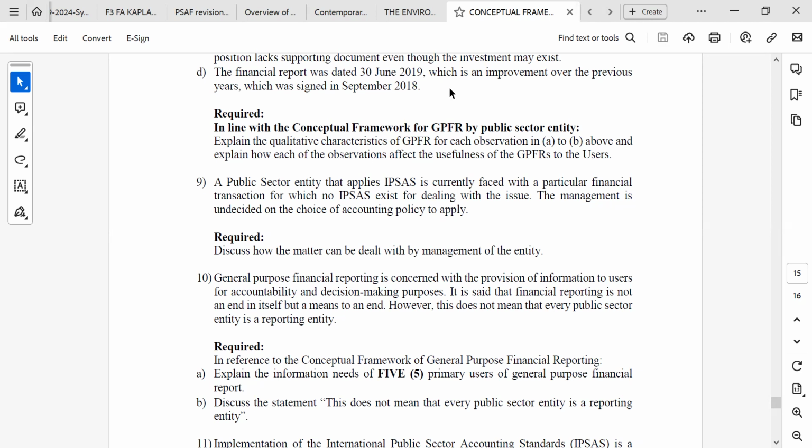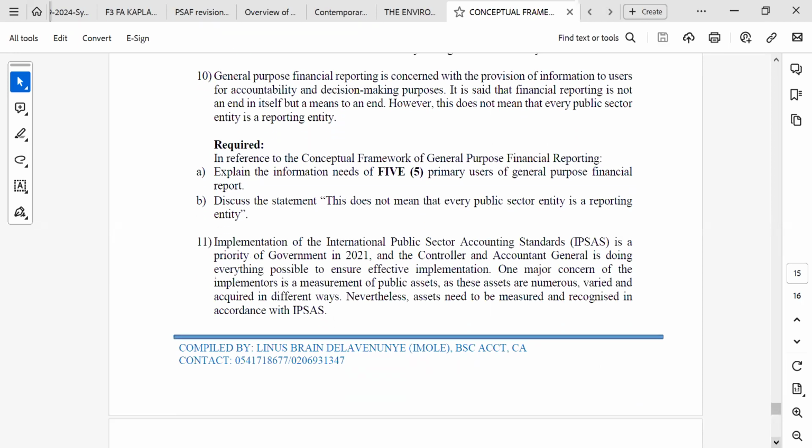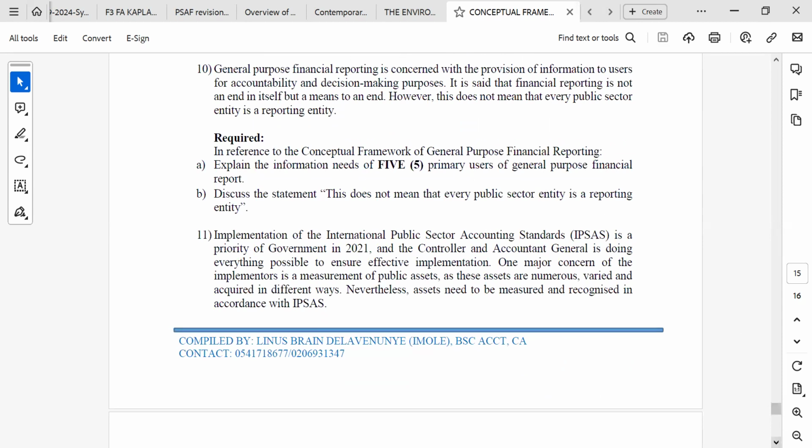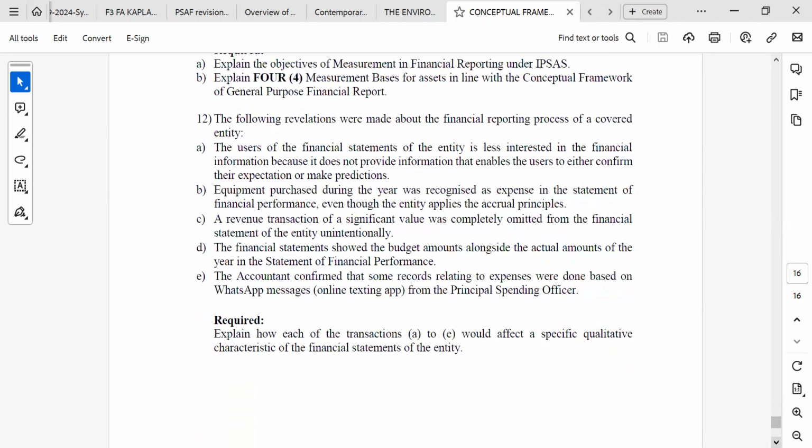Okay, so management is undecided on the choice of accounting policy to apply. So they have to develop a new accounting policy by making reference to the definition set by the conceptual framework and other publications made by other standard setting bodies in the industry or wherever they want to get that from. So explain information needs of primary users of this one. You can see that we still have that particular issue over there. Let's talk about question 12.